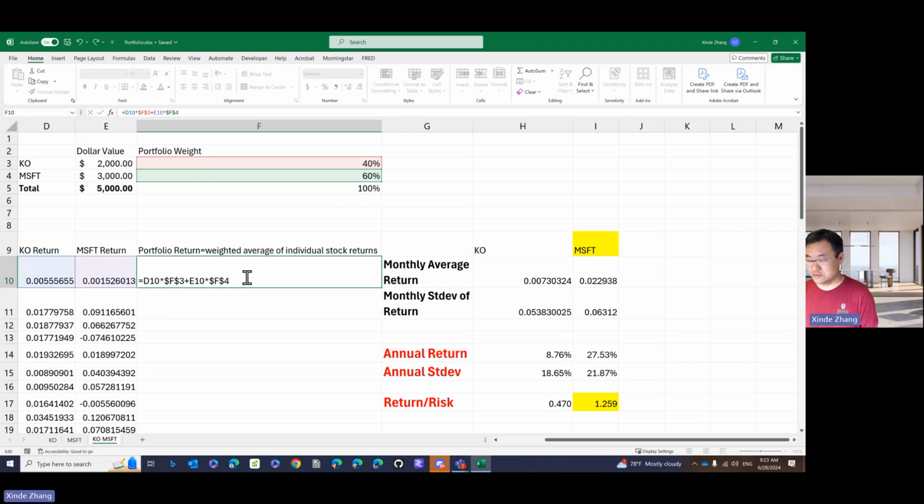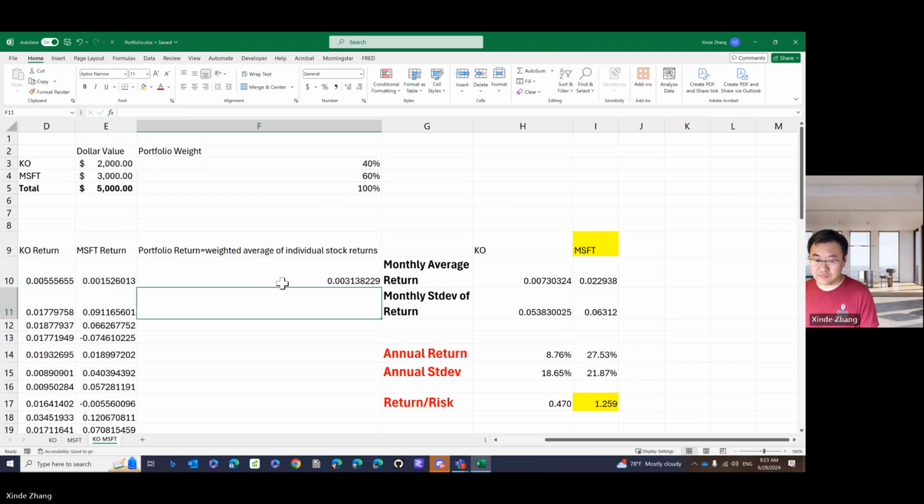All right. Now it's time to move on. Okay. Now I'm going to hit enter here. So this portfolio return is different from Coca-Cola and Microsoft. It should be in between. And we say this is definitely in between, right? Okay. So this is going to be for the day 1.